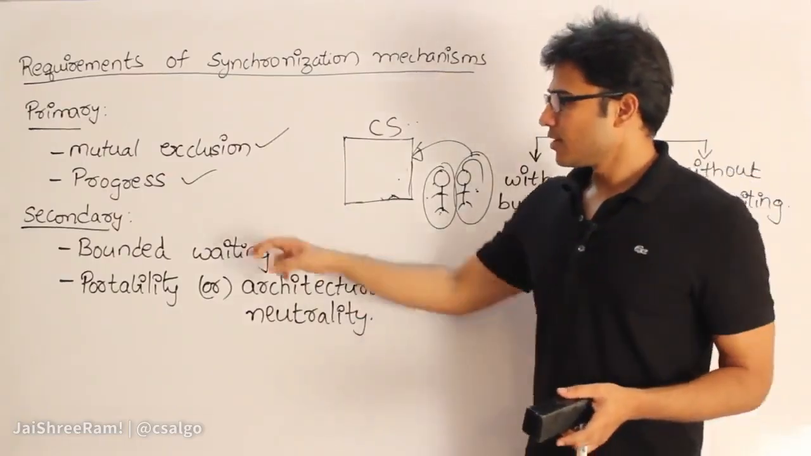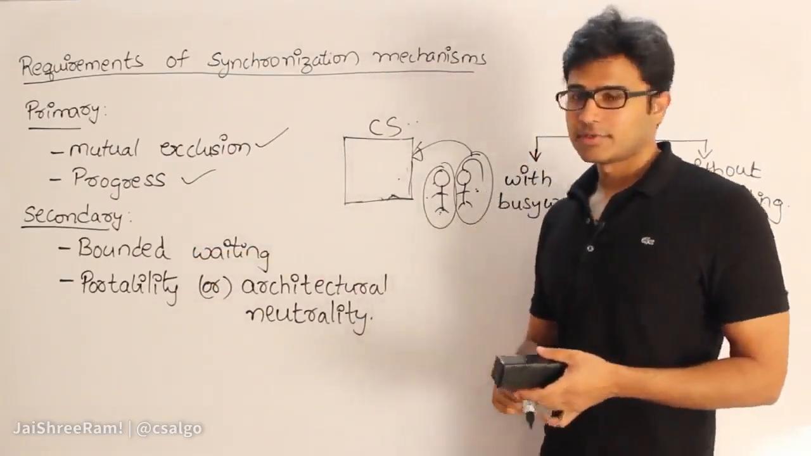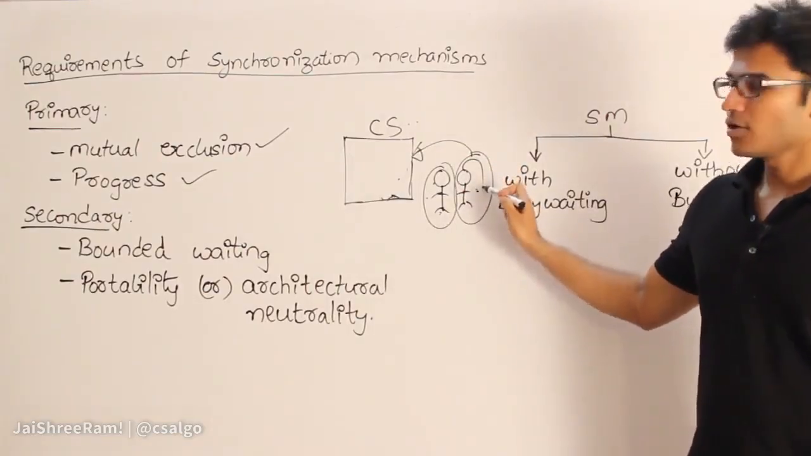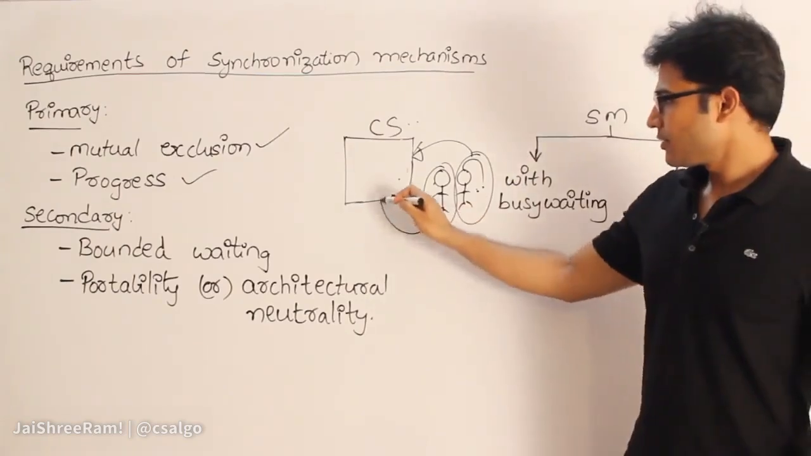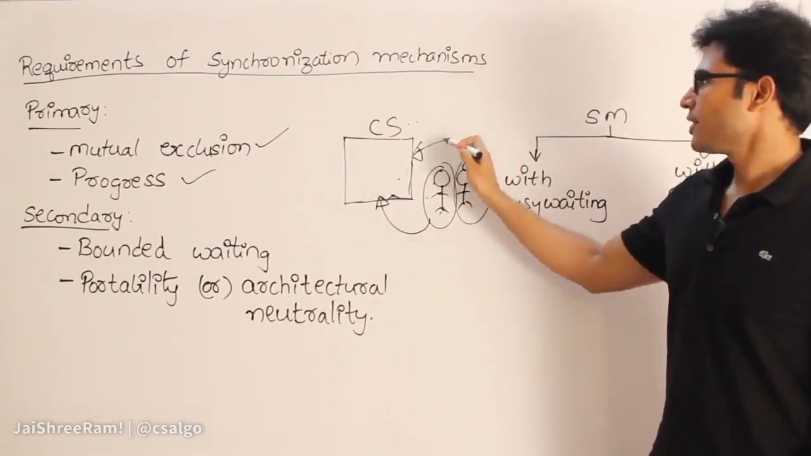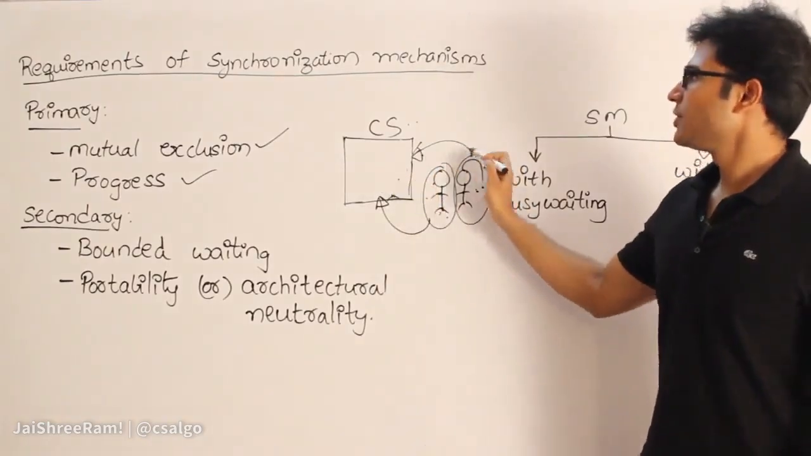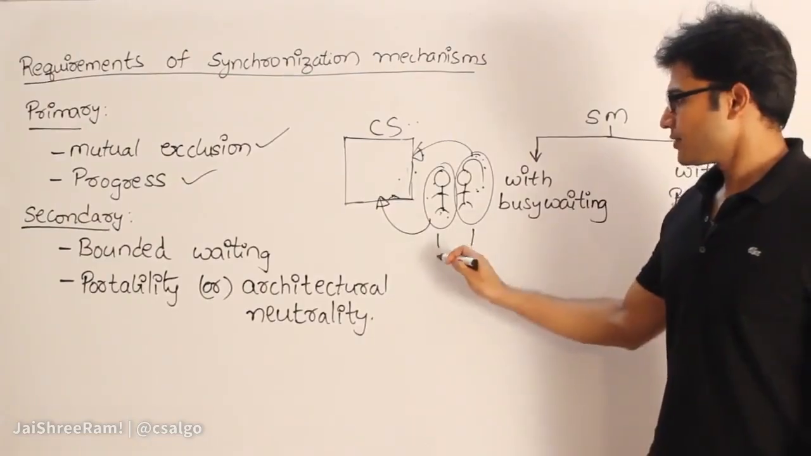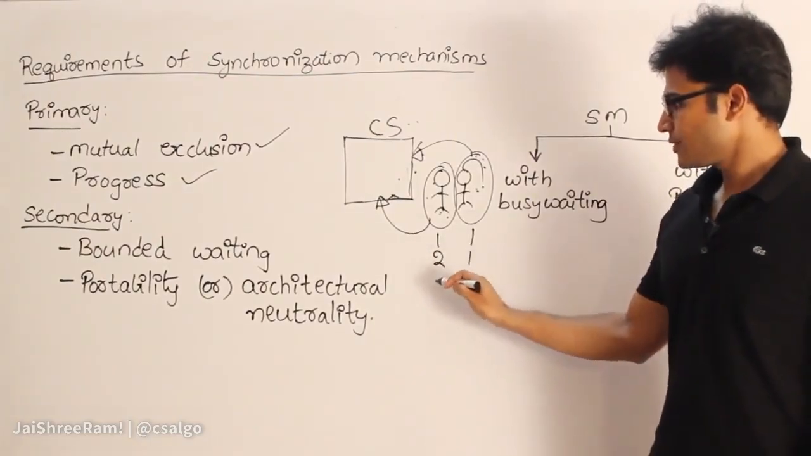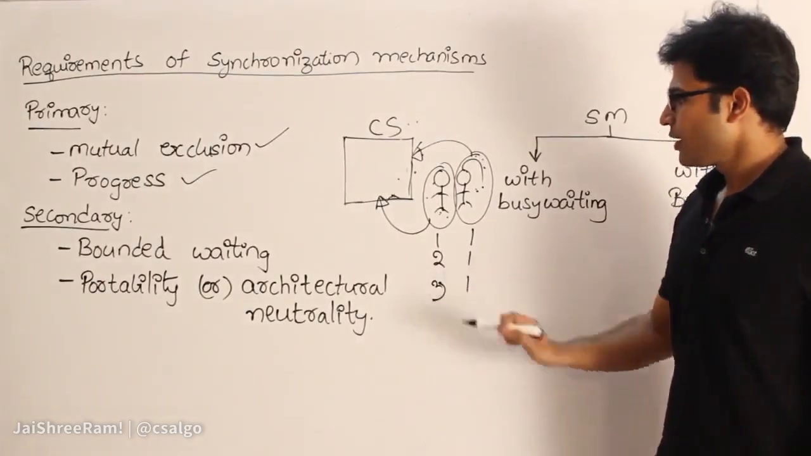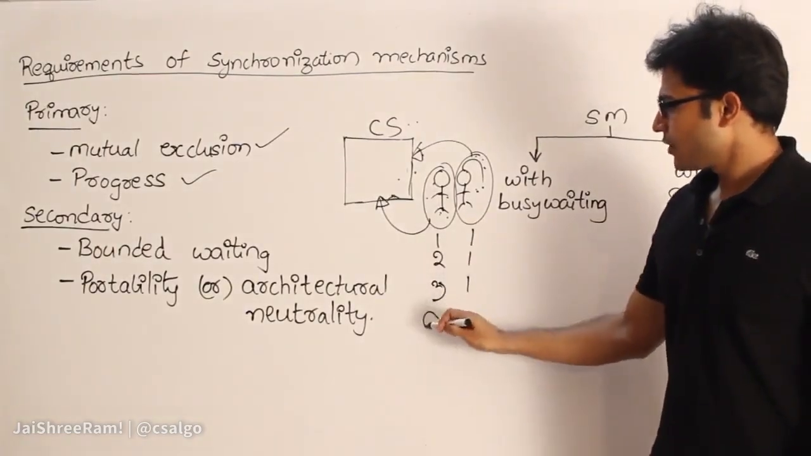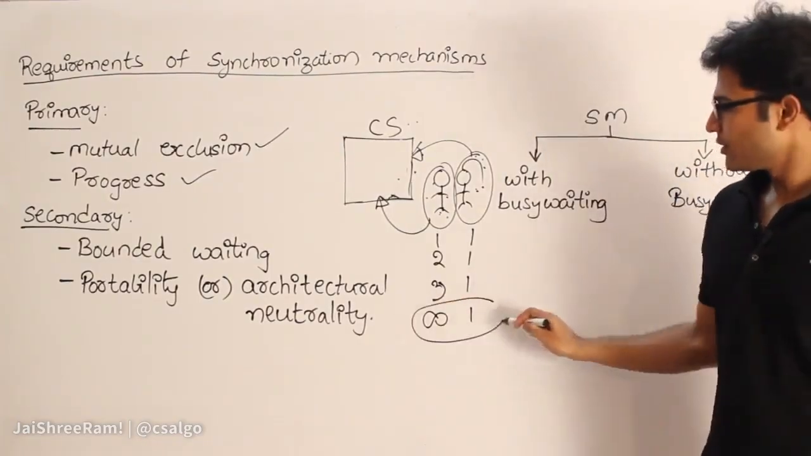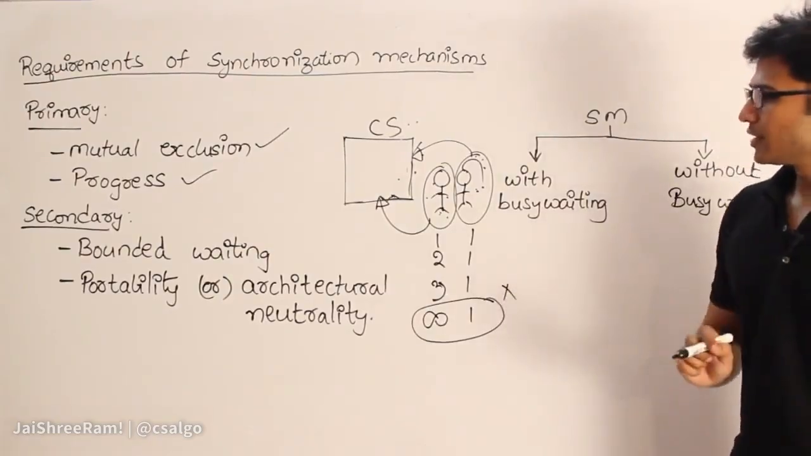The other one, the second, is bounded waiting. Bounded waiting means, if this is the room, you should not stop a person for a long time. If he enters the room and she too wants to enter, once he comes out, she should be given the chance. Or at least you can say, you enter one time and then you enter one time, or you enter 2 times and then you enter one time, or you enter 3 times and you enter one time. But you cannot say that he can enter infinite times and then she can enter one time. If you say this, then there is no bounded waiting, right?